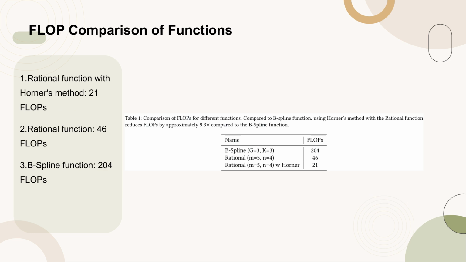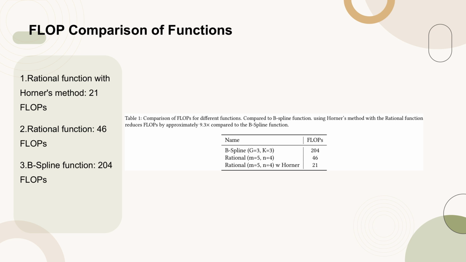Table 1 provides a detailed comparison of the floating point operations, FLOPs, required for different functions. The B-spline function with parameters g equals 3 and k equals 3 requires 204 FLOPs. In contrast, the rational function with parameters m equals 5 and n equals 4 requires 46 FLOPs. When the rational function is evaluated using Horner's method, the FLOPs are further reduced to 21. This significant reduction, approximately 9.3 times less than the B-spline function, highlights the computational efficiency of the rational function when optimized with Horner's method.